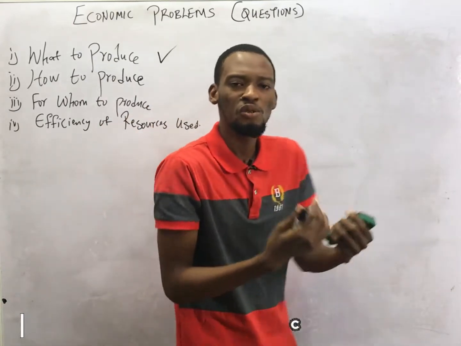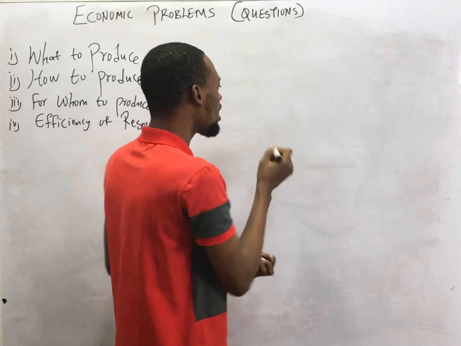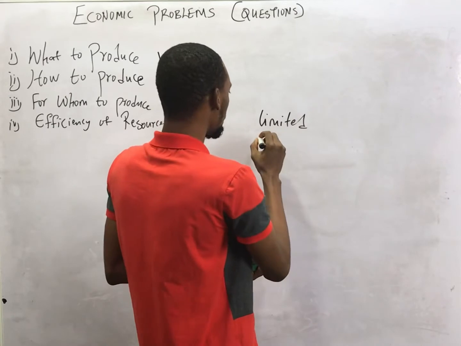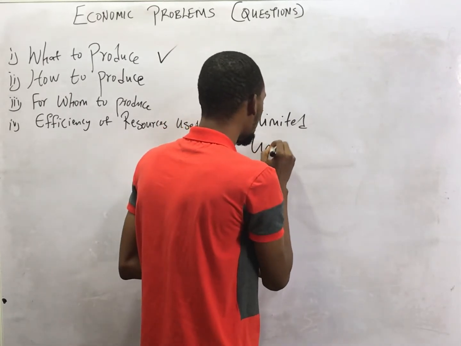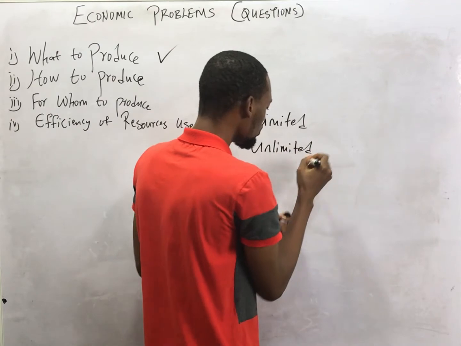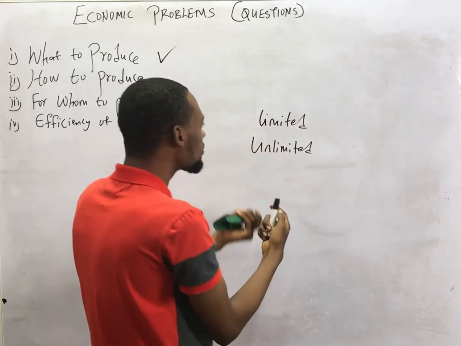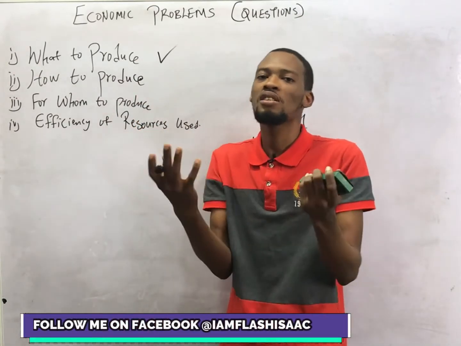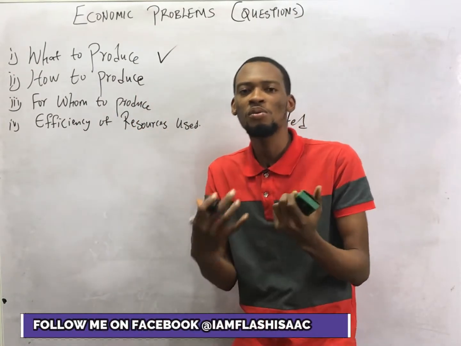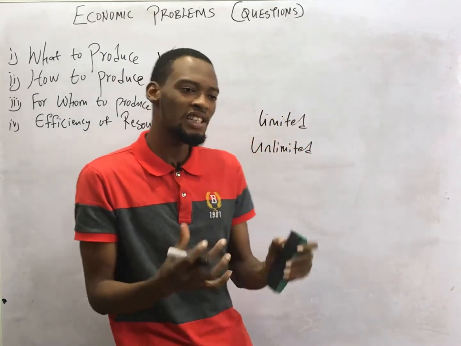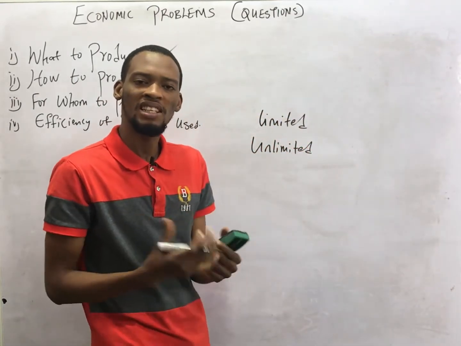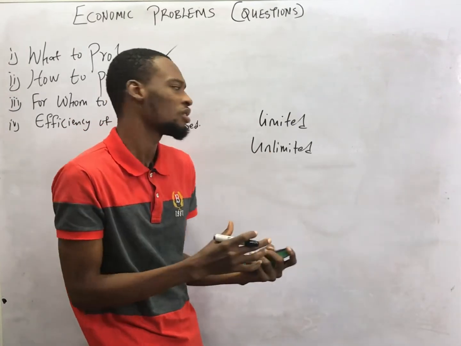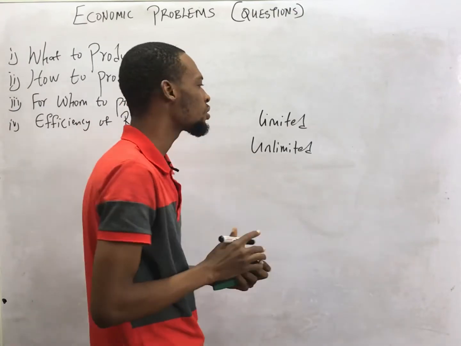What are we going to produce? Because we have limited resources and human wants are unlimited. So, what do we use these limited resources to produce? What do we produce? What do they need now? In this village, in this area, what do they want? In Lagos State, what do they want? In the US, what do they want? What do people want now? And what are we going to produce?